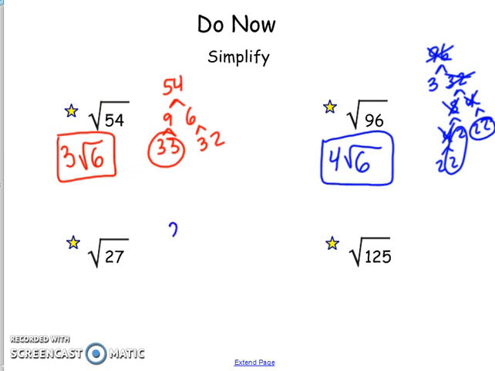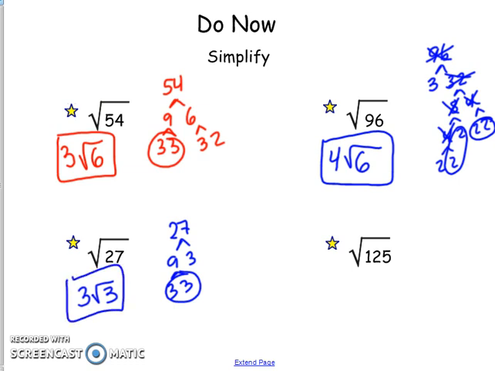All right, 27. We have 9 and 3, and 3 and 3. So you have a pair of 3s with a 3 left over. Okay, and then 125: 25 and 5. 25 breaks into 5 and 5. So we get 5 radical 5.